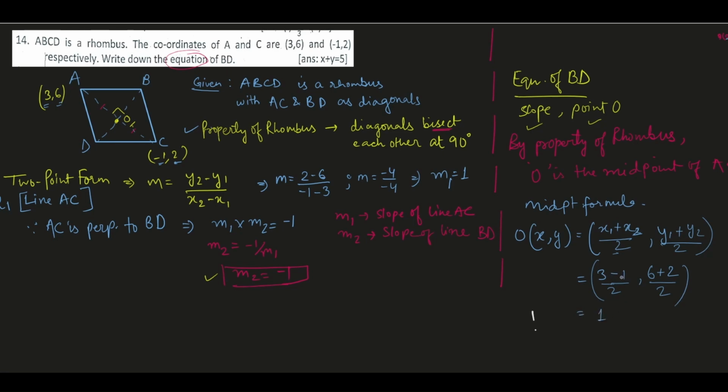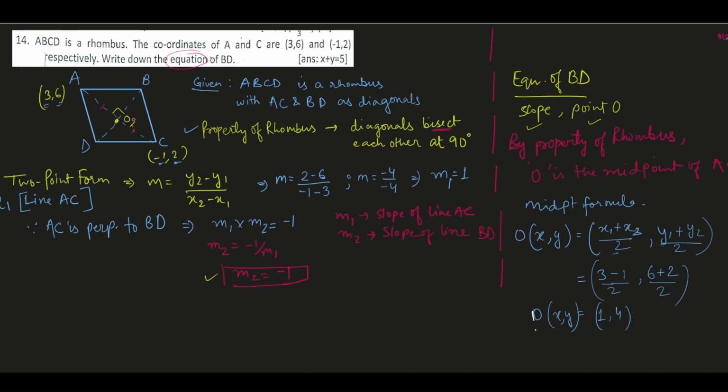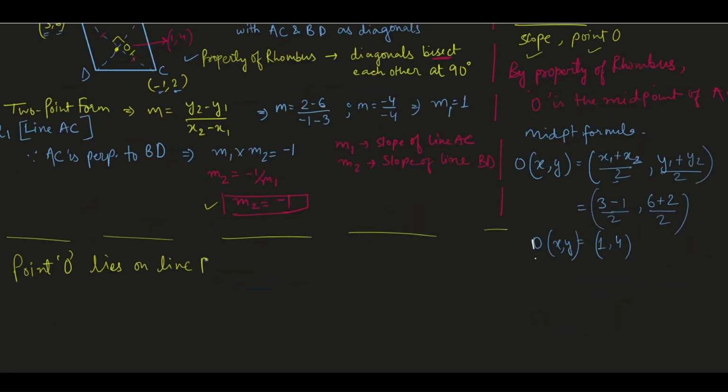So this will come to 1. 3 minus 1 is 2. 2 by 2 is 1. 6 plus 2 becomes 8. 8 by 2 becomes 4. So point O will be 1 comma 4. So see, I am talking about this point, this O. Okay, this is 1 comma 4 we calculated just now. Now we know that point O lies on the line BD, and also we know the slope. So we can directly apply the 1 point form.